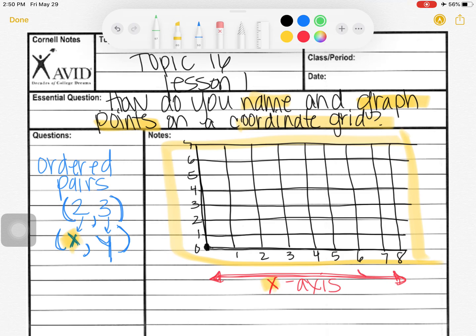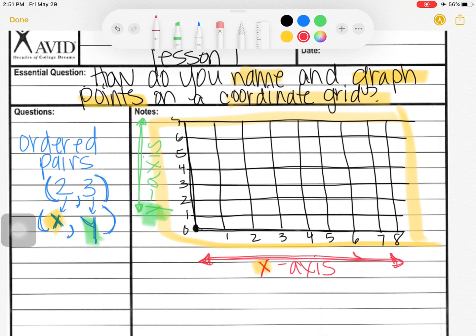And the next one is the y-axis. Going up and down is the y-axis. The easiest way to remember: y is up and down, x is side to side. Once you know what the x-axis is and what the y-axis is, then finding these ordered pairs or naming them is quite simple.